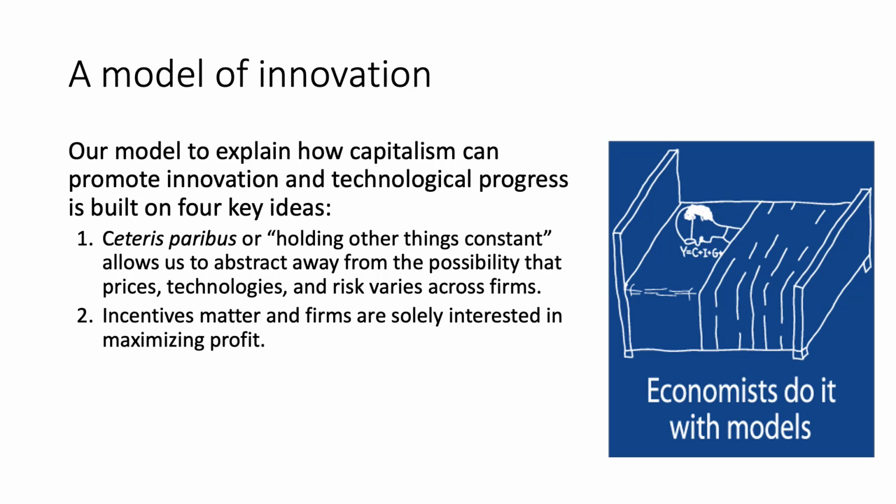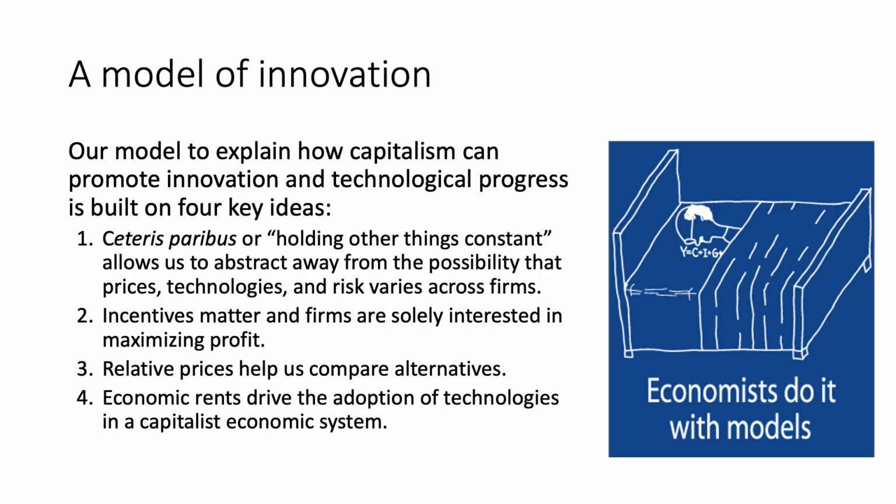The second being that incentives matter and firms are interested in profit maximizing. So we're giving firms a goal, their goal being to profit maximize, and incentives mattering, meaning that rewards and punishments will affect the firm's actions. And the third thing here is that the relative prices will help us to compare different alternatives. So we'll see examples where absolute prices don't change, but the relative prices do, and this will affect the outcome.